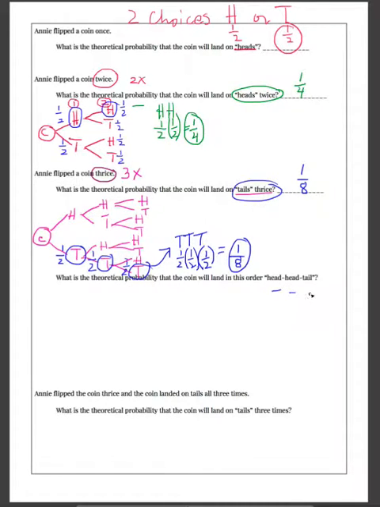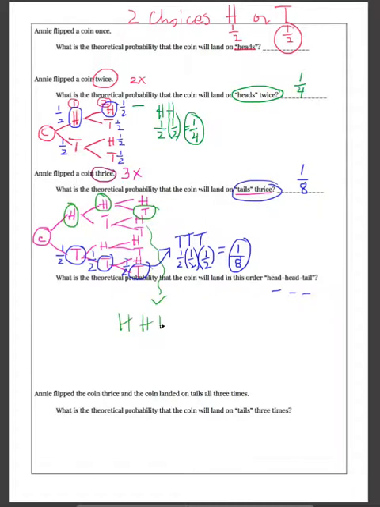Head, head, tail. So let's use this one again so we don't need to draw another one. Okay, I'll use green for this one. So we are interested in head, head, tail. Okay, so this is what we're interested in, head, head, tail. So let me just put it down here.